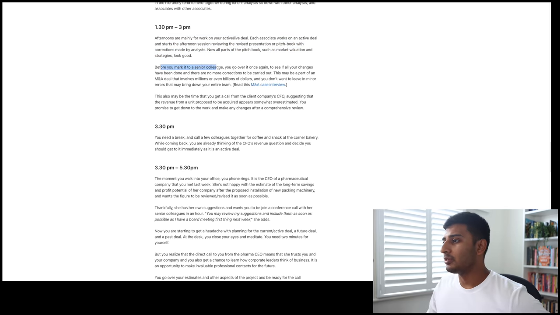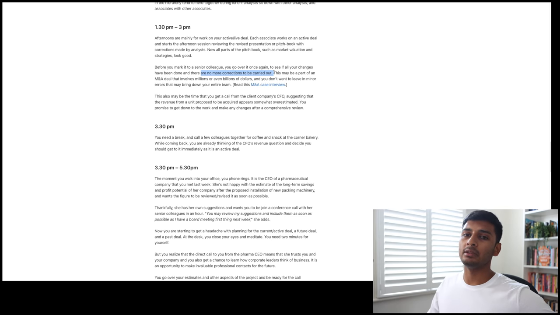Before you mark it to a senior colleague, you go over it once again to see if all your changes have been done and there are no more corrections to be carried out. And this is another reason why people hate individuals who have no attention to detail. It's very, very important to have good attention to detail and analytical skills.